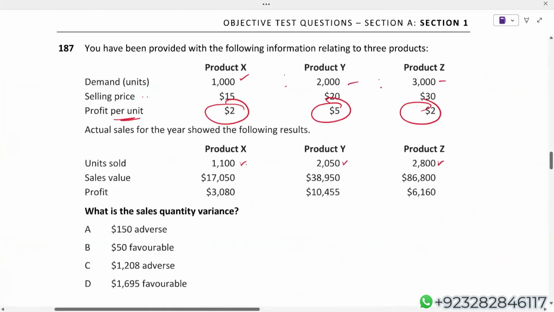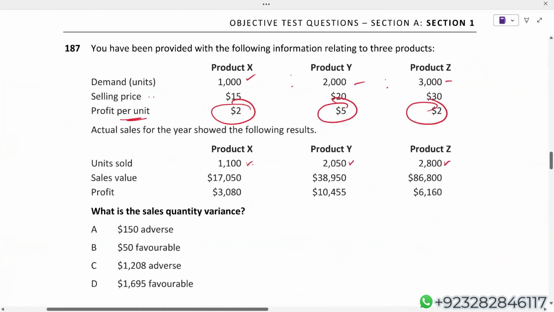Let's see. Student answer is A. Question 187, and we are getting answer A. Obviously, if you know the format, this will not disturb you. But if you don't know the format, then it will only disturb you.